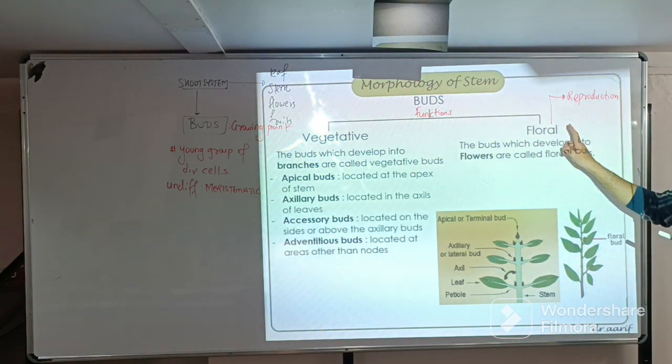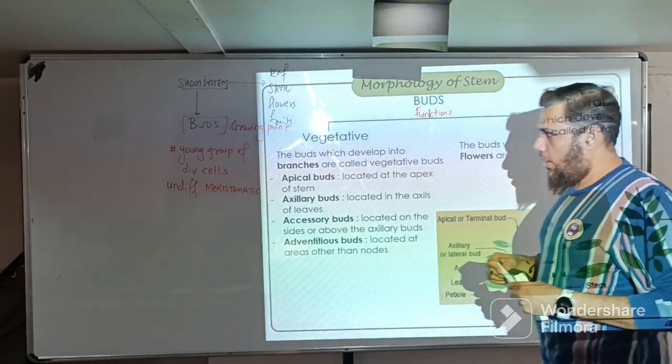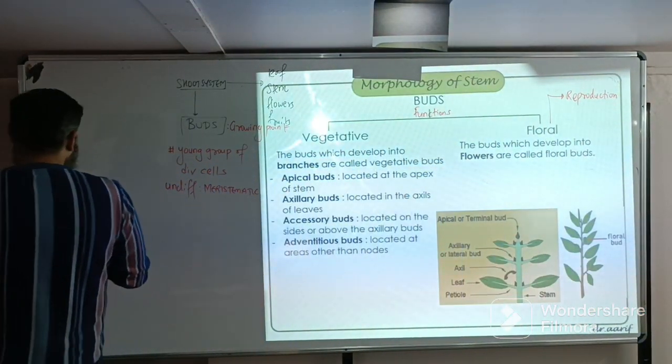So you got a kali, you know kali, gulabachi kali, Kashmir ki kali, all those kalis, okay? So what do you call them? Floral buds. So floral buds help in what, children? They help in reproduction. Okay? So vegetative buds help in the formation of leaf, stem, root. Correct. Vegetative plant parts.